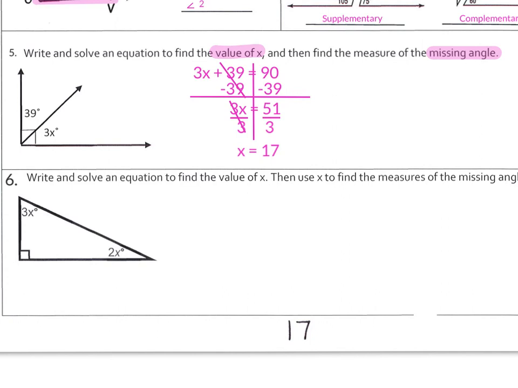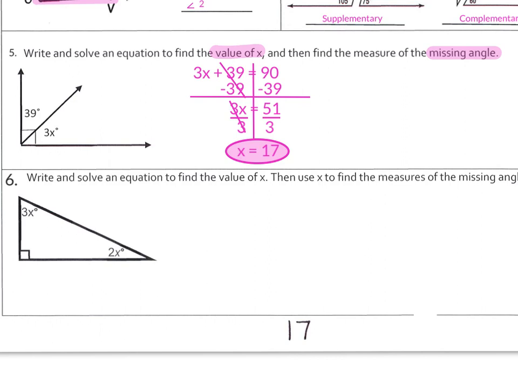But if I look, the question didn't ask me to solve for x. It said that I needed to find the measure of the missing angle. So it started out by saying write and solve an equation for the value of x. So that's the first part that I just did. But I'm not done. It said, and then find the measure of the missing angle. So the missing angle is that 3x. So finding x is part of the question. Now I need to take that and sub it into my missing angle.